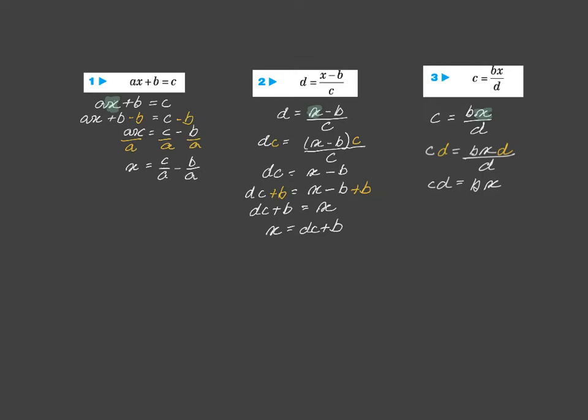Now, to get x by itself, you must divide both sides by b, and b divided by b is 1. I'm going to start with writing the right side down first. So b divided by b is 1. I have x is equal to cd over b.